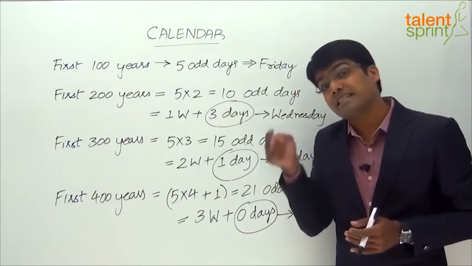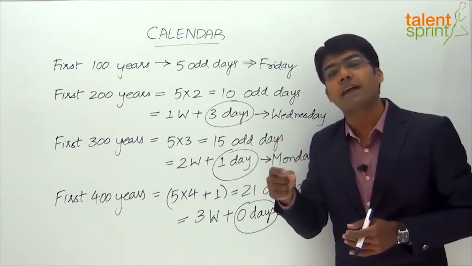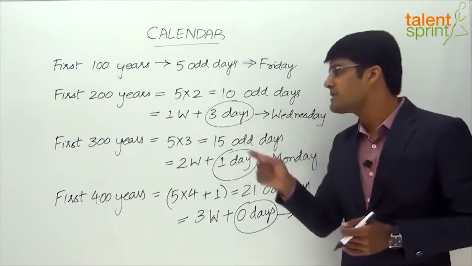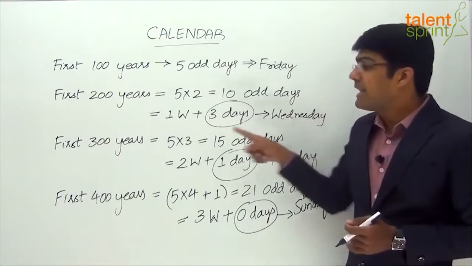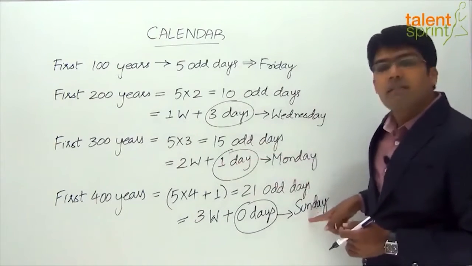The number of odd days in the 6th century will be 5, but the number of odd days in the first 6 centuries, or in the first 600 years, will be 3. So the last day of the 6th century will be a Wednesday. The last day of the 7th century will be a Monday. And again the last day of the 8th century will be Sunday.